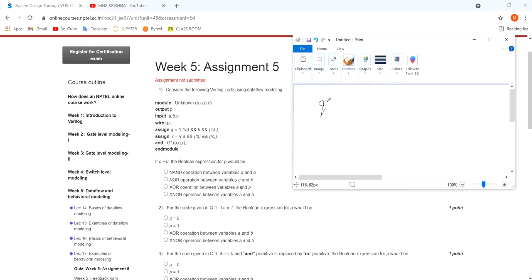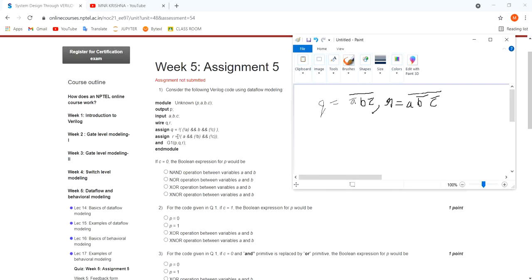Q is equal to A bar and operation with B and operation with C bar, whole bar, comma, R. Here R is equal to A and with B bar and C bar, whole bar.